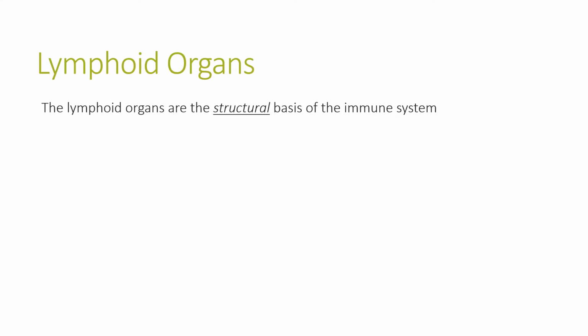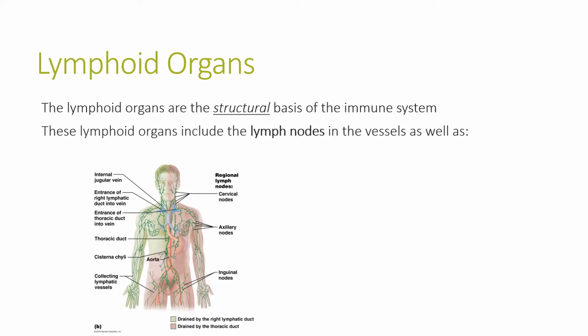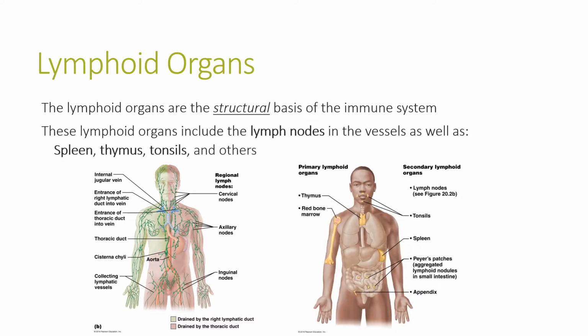On top of being a system to return fluid back to circulation, the lymphoid organs are also the structural basis of the immune system. These lymphoid organs include the lymph nodes that are scattered around the lymph vessels, as well as a series of other organs scattered through the body, like the spleen, thymus, tonsils, and some others.